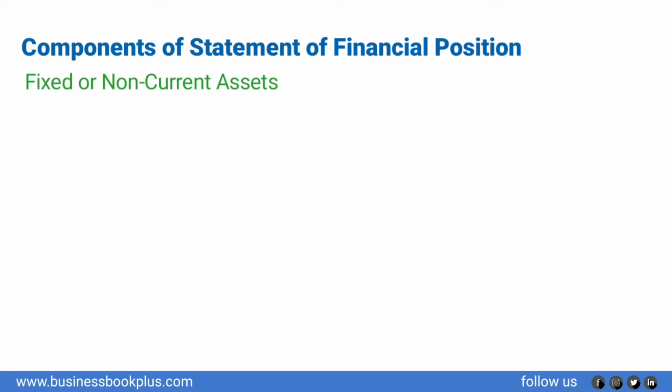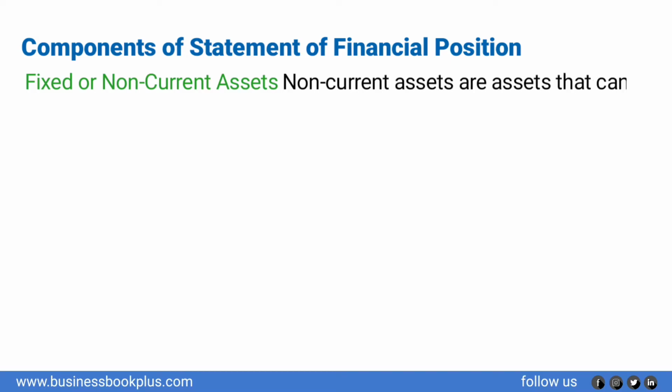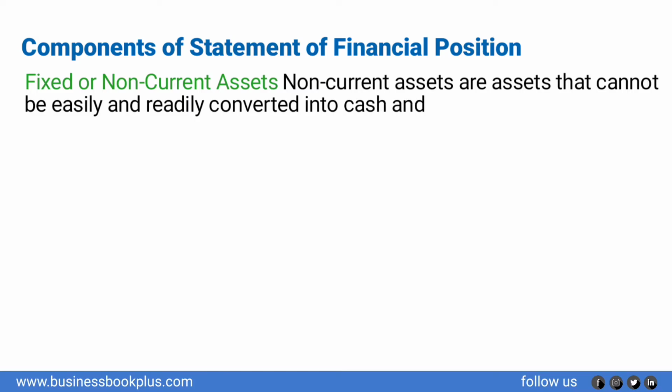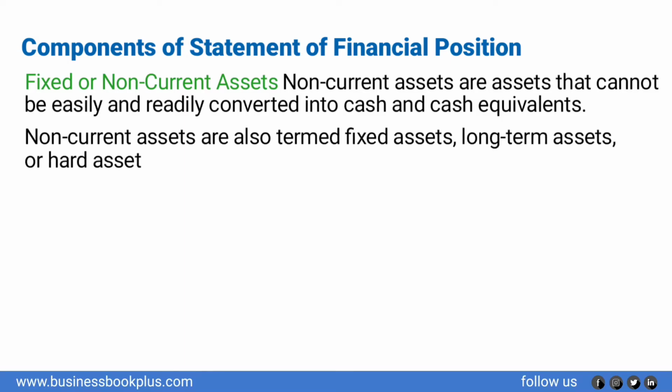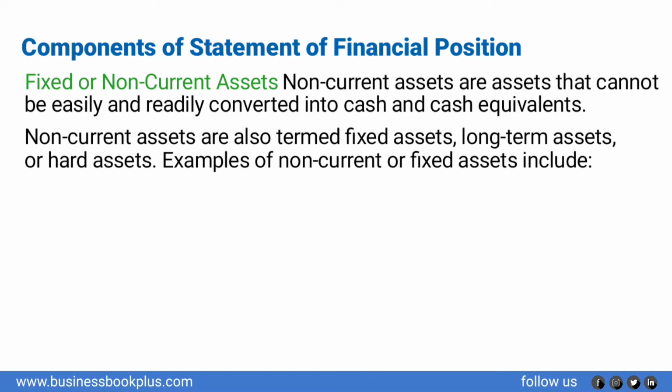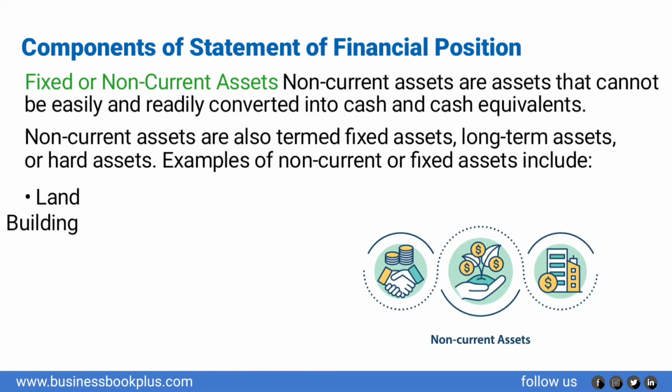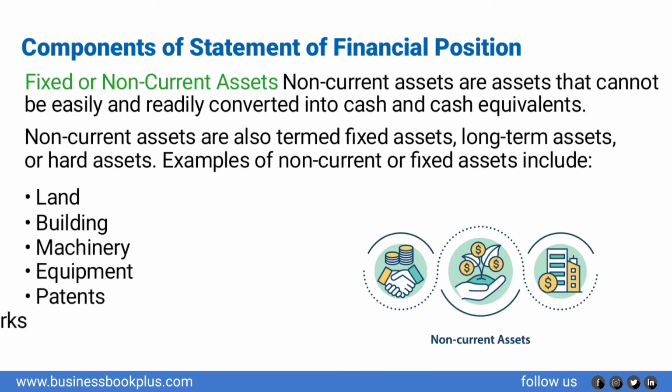Fixed or non-current assets. Non-current assets are assets that cannot be easily and readily converted into cash and cash equivalents. Non-current assets are also termed fixed assets, long-term assets, or hard assets. Examples of non-current or fixed assets include land, building, machinery, equipment, patents, trademarks.